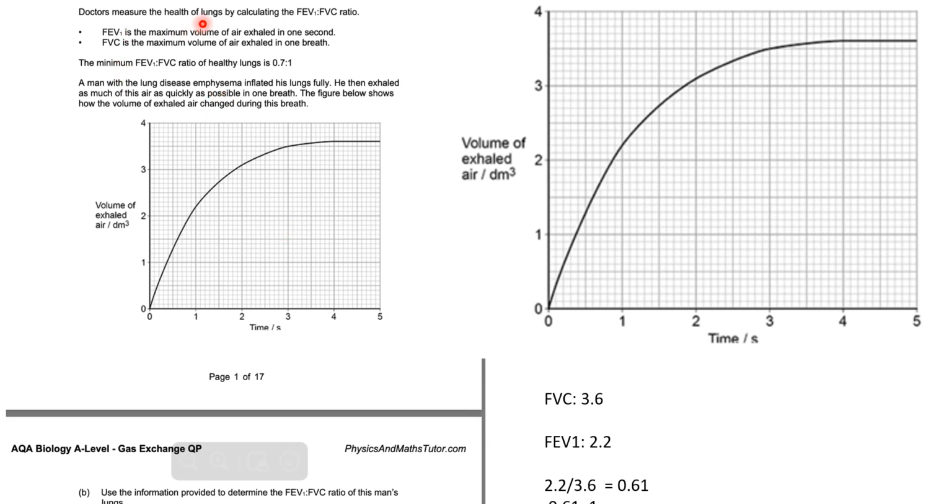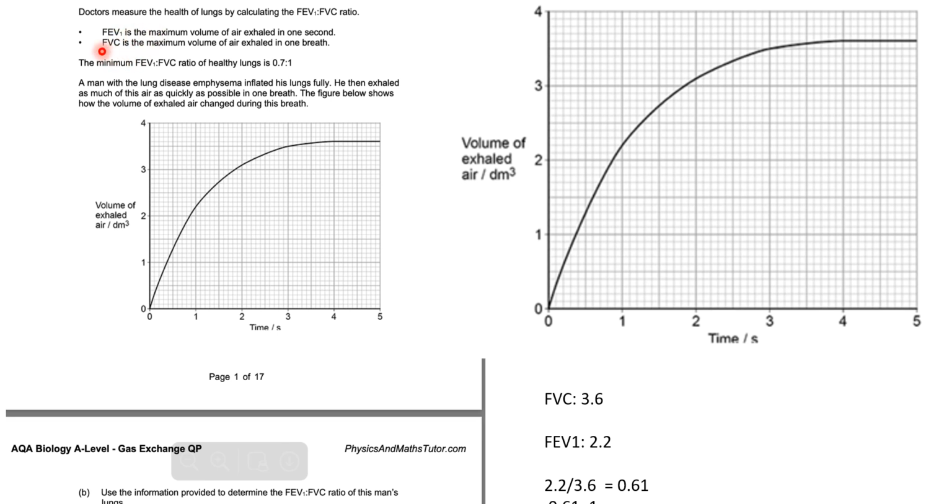So doctors measure the health of lungs. Now what we do is we measure something called the FEV1 to FVC ratio. It's the apparatus that you're blowing into, and it measures these volumes of gases. So what does it mean? FEV1, by the way, in the exam, it's going to be given to you like this. What does it mean? FEV1 is the maximum volume of air exhaled in how many seconds? 1 second. Very important. Can you see that one there? FEV1, that one stands for 1 second.